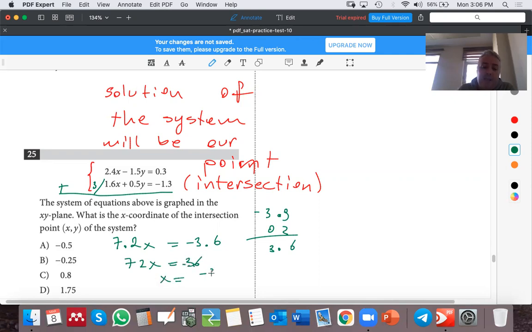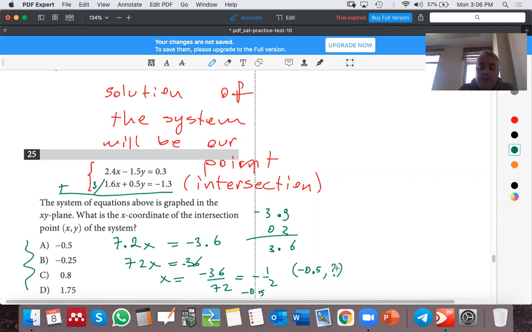So x is equal to negative 36 divided by 72, which is negative 1 over 2. So negative 1 over 2 is the intersection point's x component. By the way, since these are all decimal, I can say negative 0.5. So this is now negative 0.5.